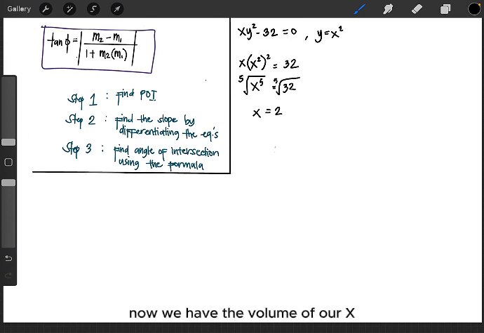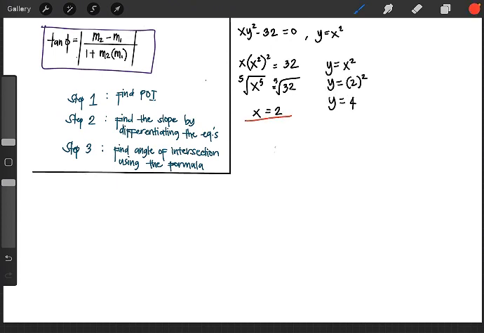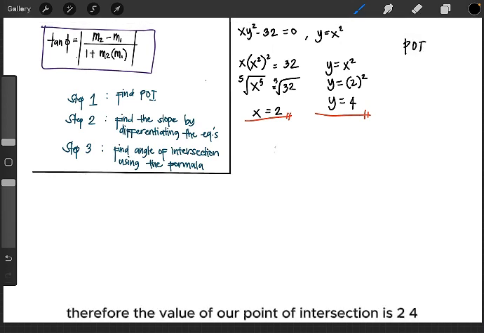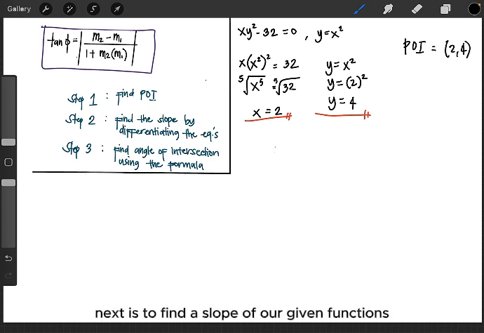Now we have the value of our x, which we may use to find the value of y. Therefore, the point of intersection is (2, 4). Next is to find the slope of our given functions.